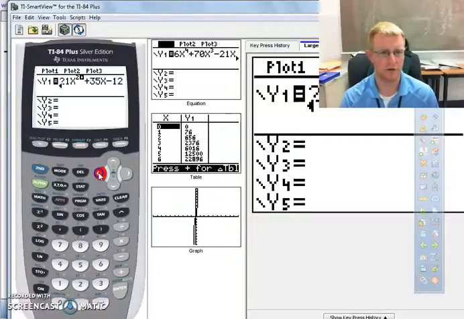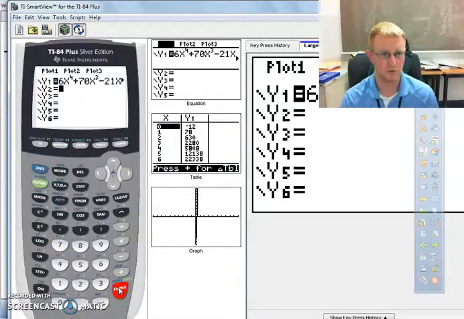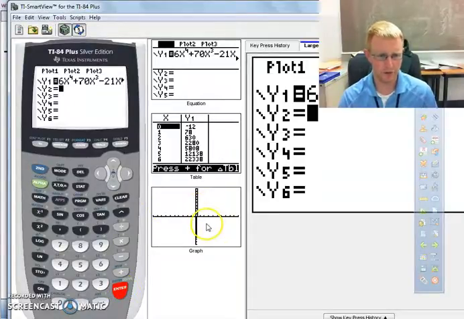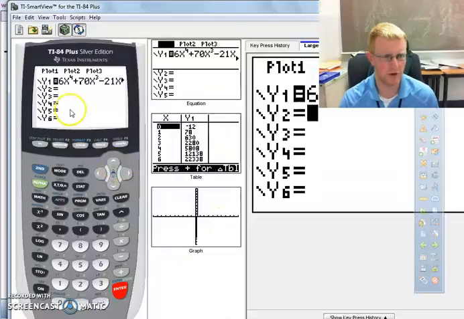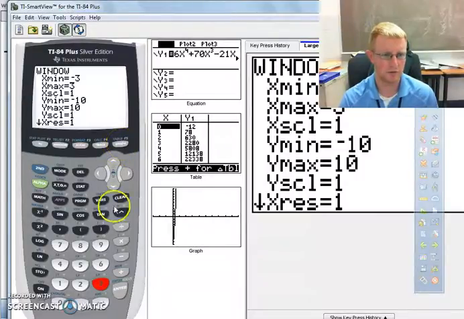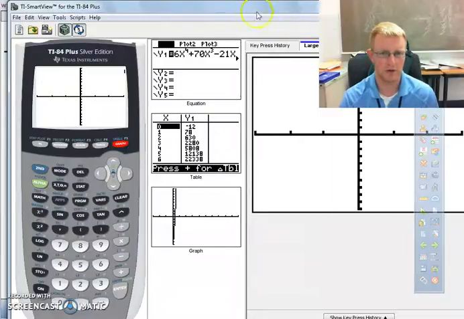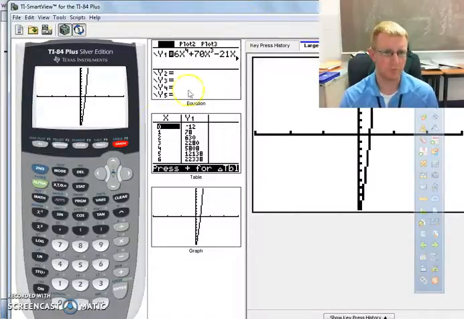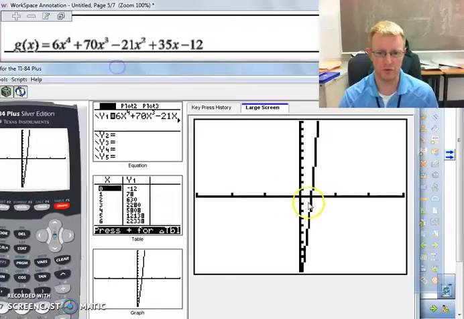For some reason this graph doesn't look right, so maybe the window is messed up here. This graph looks a little bit condensed, so let's change the window. We're going to change our window to say negative 3 to positive 3, so that way we can see this a little bit better. Now let's graph it.